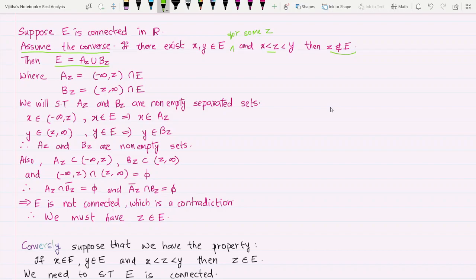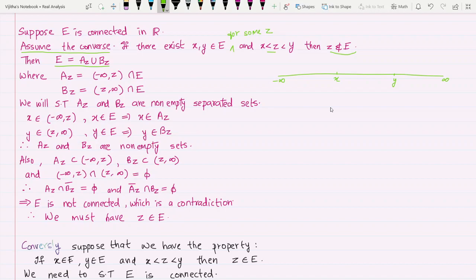Now we denote the set E by A_z union B_z. What is A_z? A_z is nothing but (minus infinity, z) intersection E. And B_z is defined to be (z, infinity) intersection E. So we have the number line here. This side we have minus infinity, this side we have infinity. Now we have taken two elements x and y in the set E, but we are saying that the element z is not an element of E. So z can be anywhere.